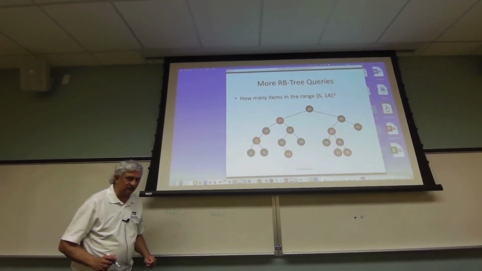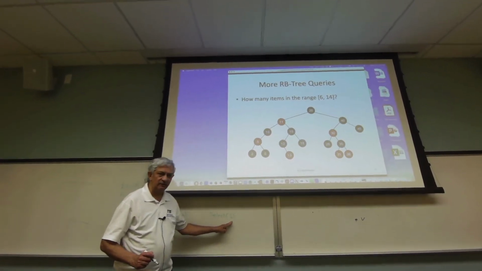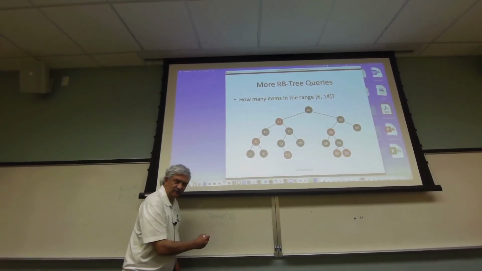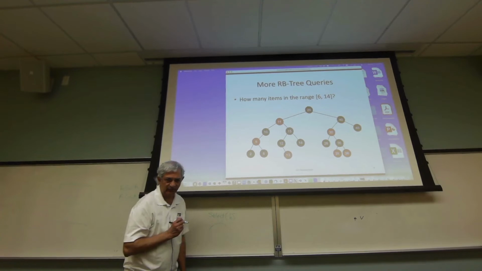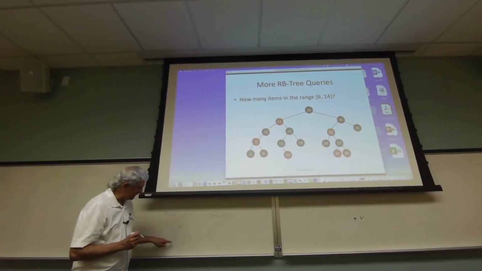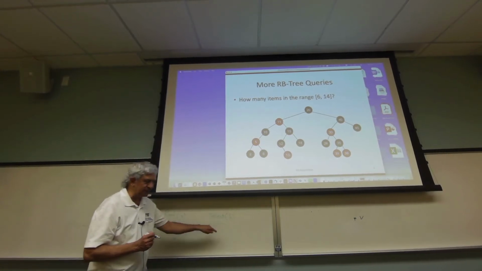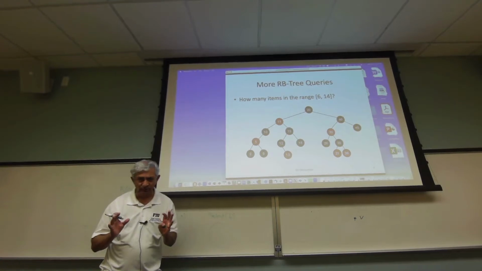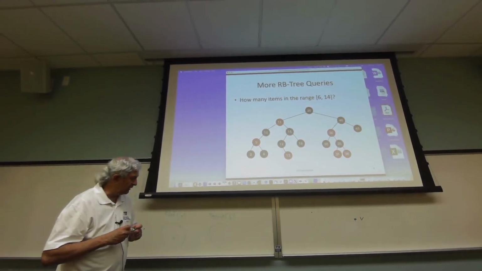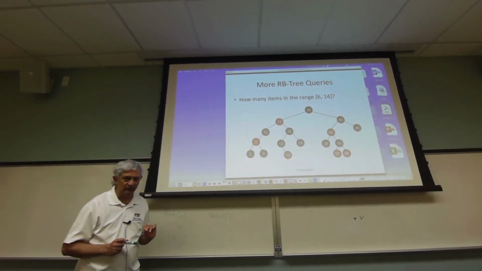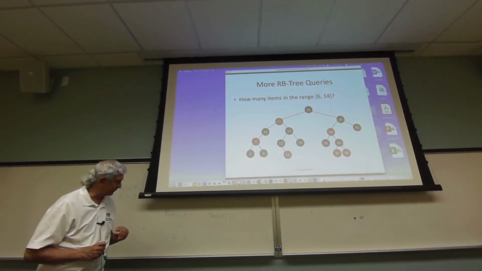Select says, I'll give you a certain rank, and your job is to find me the kth smallest item in the set. So here you're given an item and you're asked the rank. Here you're given the rank and you're asked the item. So these are complementary operations. Now it turns out that you can solve this problem quite efficiently with a little bit of work, and I'm going to show you that.